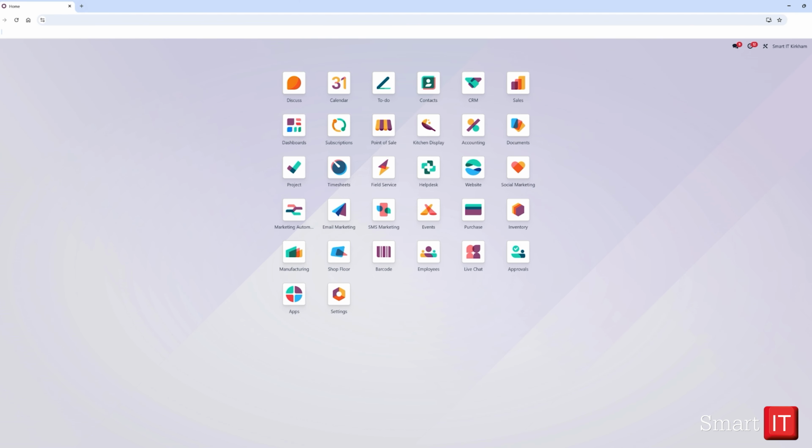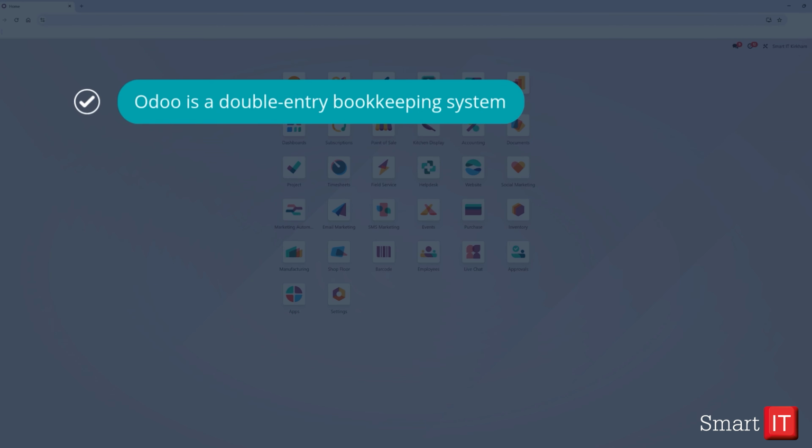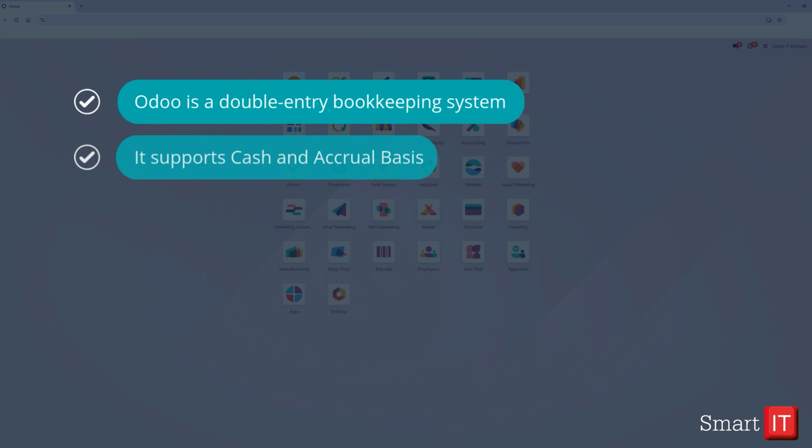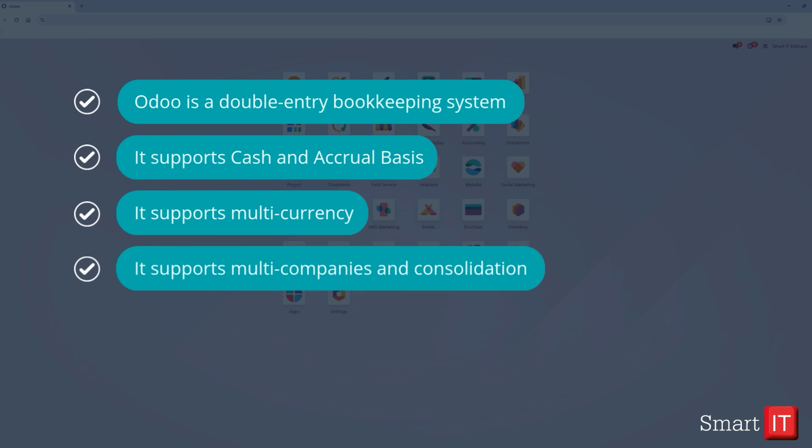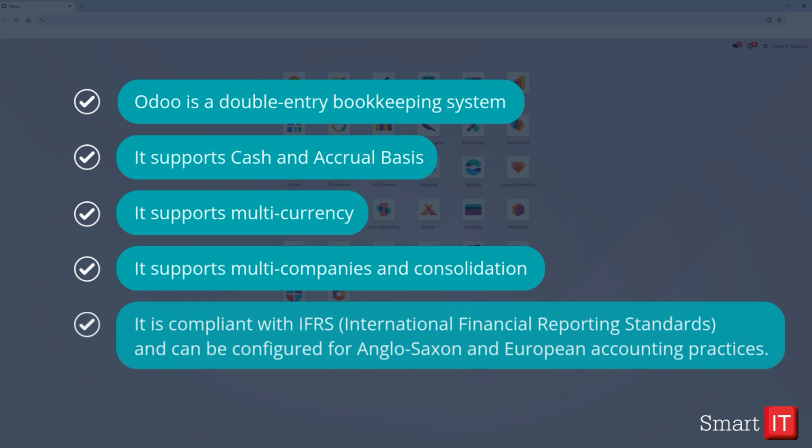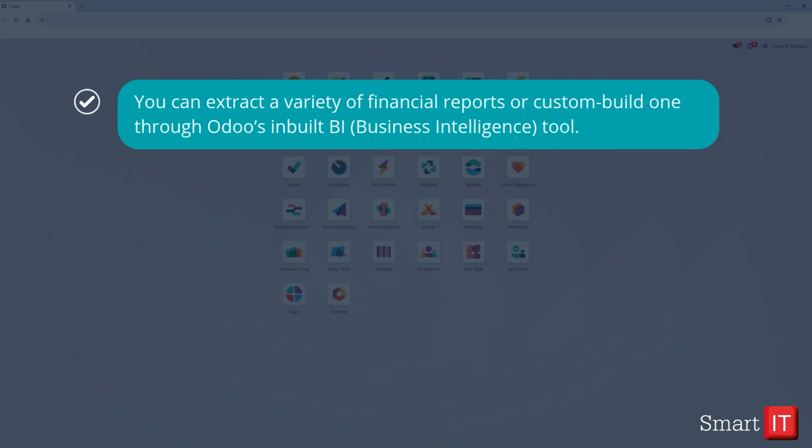To recap, we have learned some basic concepts within Odoo Accounting, and you have understood that Odoo is a double-entry bookkeeping system. It supports cash and accrual basis. It supports multi-currency. It supports multi-companies and consolidation. It is compliant with IFRS and can be configured for Anglo-Saxon and European accounting practices. You can extract a variety of financial reports, or custom build one through Odoo's inbuilt BI tool.